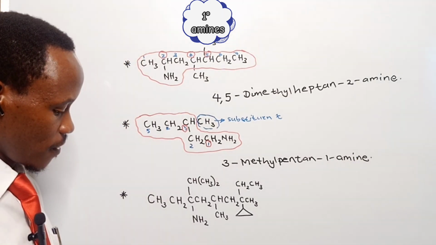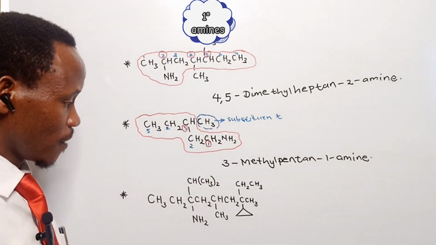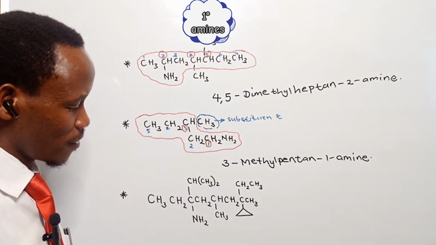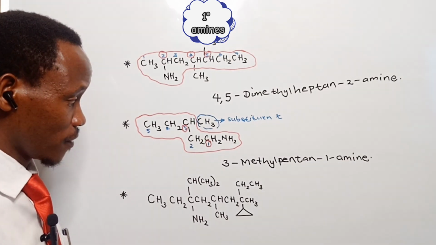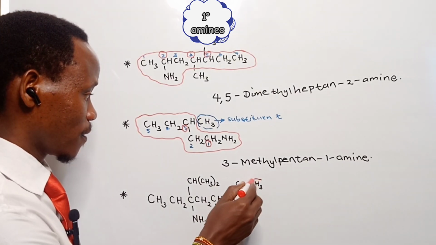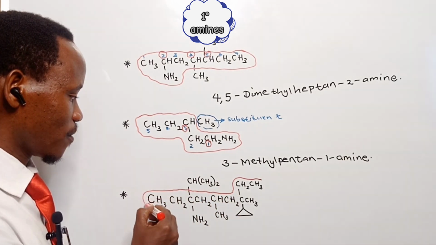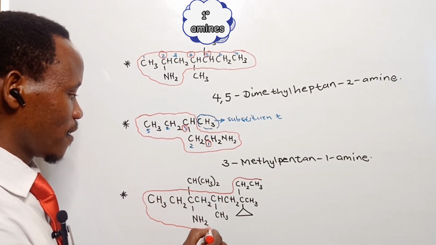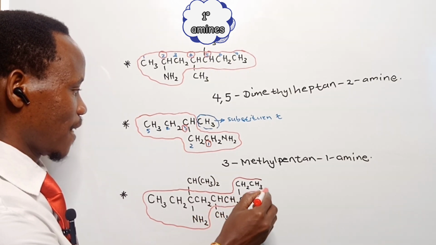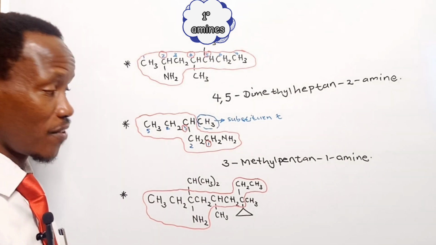Finally, our third example here, as I have said, identify the parent chain. To obtain the correct, accurate parent chain, please always traverse the compounds. But as I have said, out of practice, I know you will agree with me that this that I have indicated in red is the parent chain. Why? Because it has the highest number of carbon.